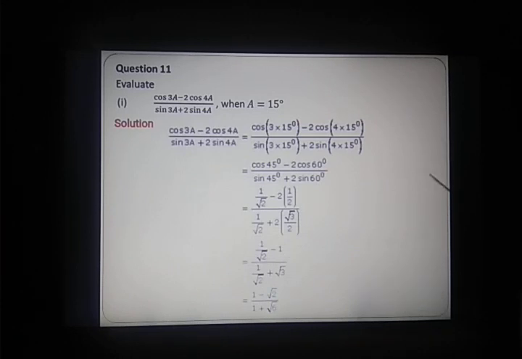Pause the video to note down, and I want you to complete the rest of the sums by yourself, because the difficult ones have already been covered, and the rest are very simple problems.